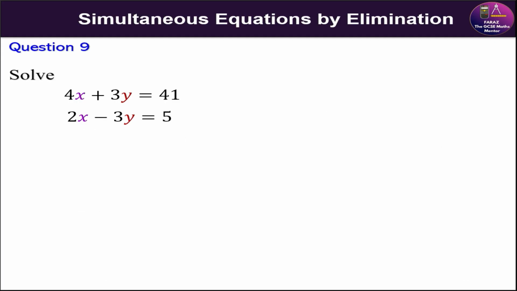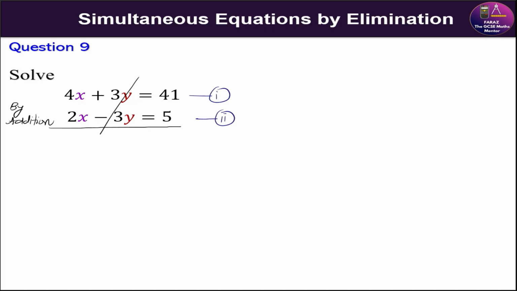Question number 9. Here we have 4x plus 3y equals 41 and 2x minus 3y equals 5. To do it, we see that first we have to look for the same coefficients. In equation number 1, the coefficient of y is 3, and in equation number 2, the coefficient of y is negative 3. So 3 and 3 are the same, except that one is plus 3 and this one is minus 3. So we can do elimination by means of addition, by adding equations 1 and 2.